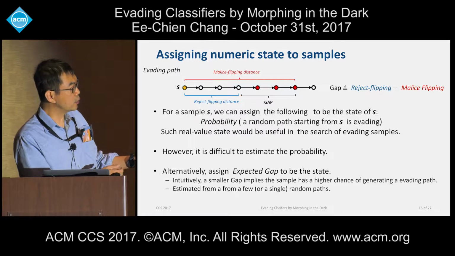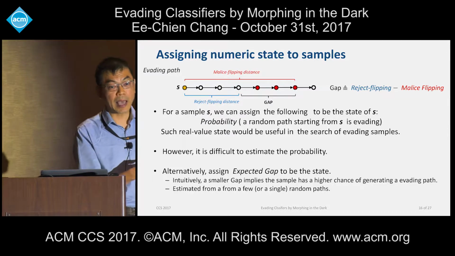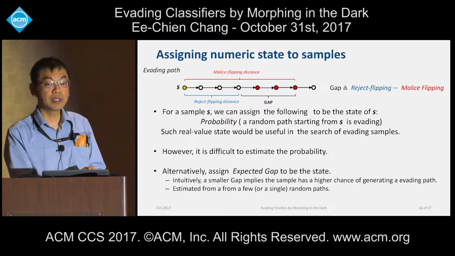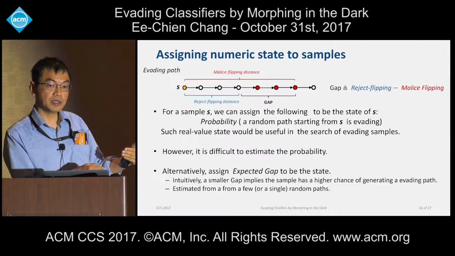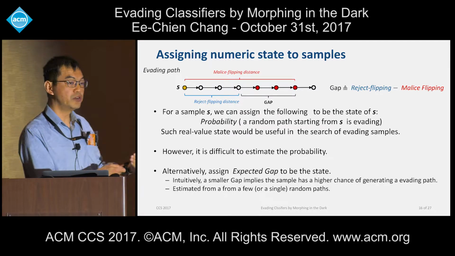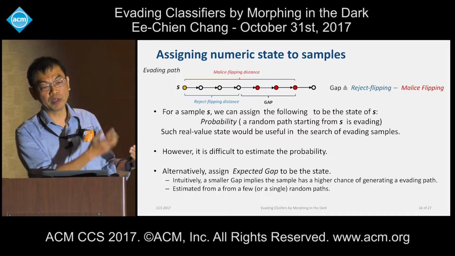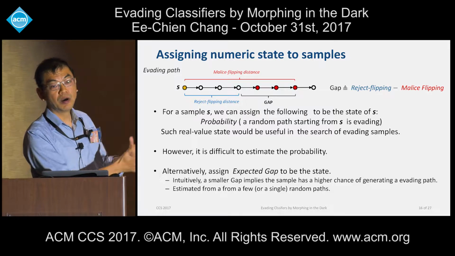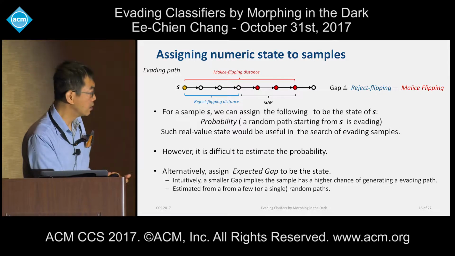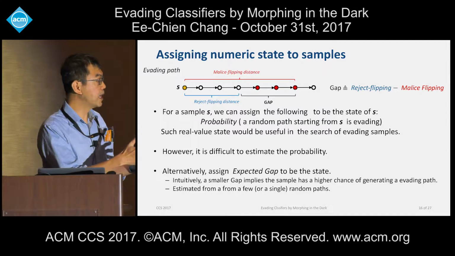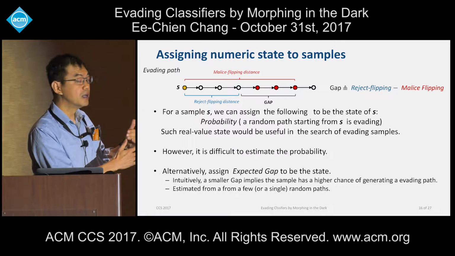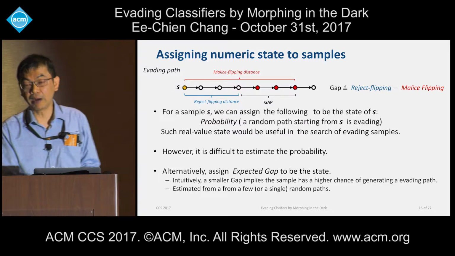So alternatively, we can assign the expected gap to be the state of this sample. And this is easier to estimate. For example, we can generate a few random paths, and from those random paths, give an estimate of the expected gap. Intuitively, a smaller gap implies that the sample has a higher chance of generating an evading path.